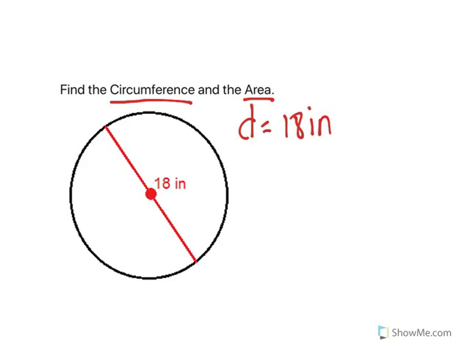So let's remember the formula for circumference. We're going to use diameter times pi, or the equivalent one is 2 times radius times pi. In this case, diameter times pi might do it, because they're giving you the diameter. And my area formula is radius squared times pi.